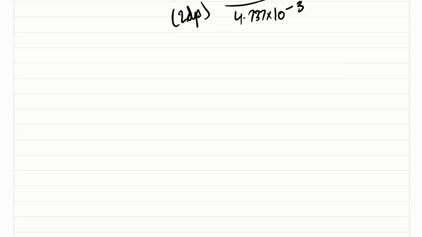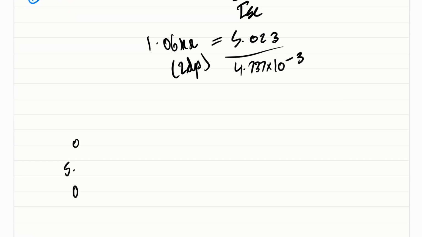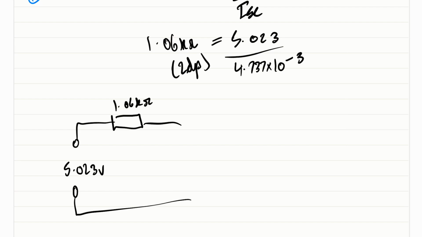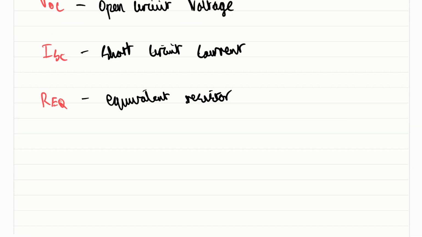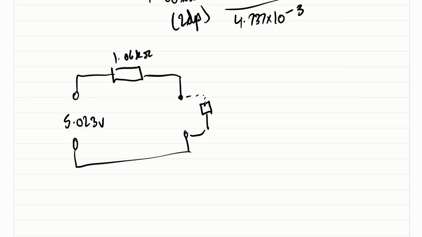Now if we redraw the circuit, we will have the open circuit voltage, which was 5.023 volts, our equivalent resistance of 1.06 kiloohms, and that's it. Exactly the way it was before. Here is now here. You've calculated your Thevenin's theorem.